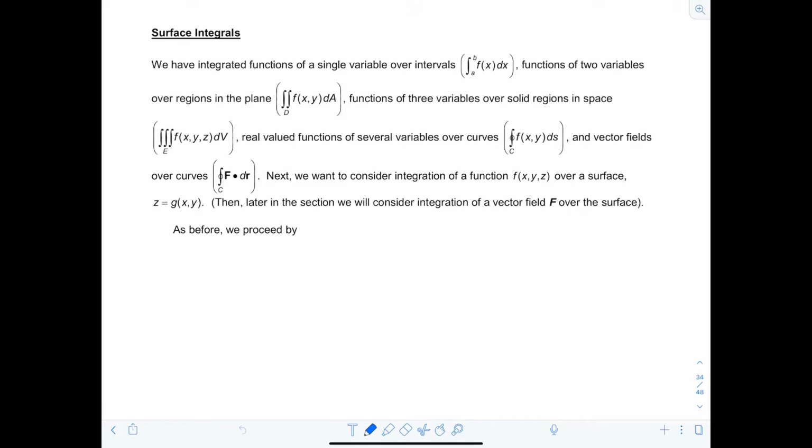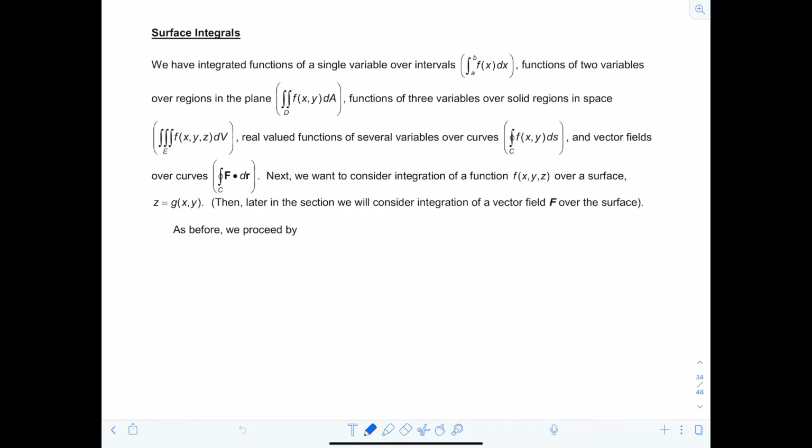This is Calculus 3, video lecture number 33 on surface integrals. So we've integrated functions of a single variable over intervals, probably feels like ages ago, functions of two variables over regions in the plane, functions of three variables over solid regions in space, and then most recently, real valued functions of several variables over curves and vector fields over curves.